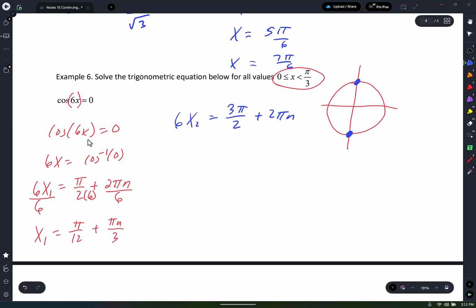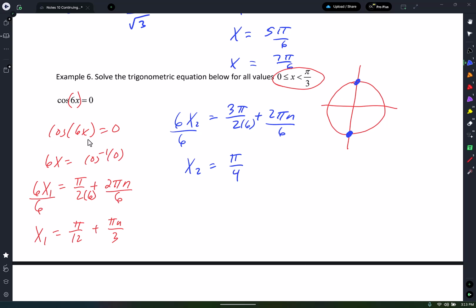Okay, now I'm going to go to the blue one. Don't worry, I'm slowing down. I'm trying to get that x2 by itself, so I'm going to divide everything by 6, divide by 6, divide by 6. Here's what I have. x2 equals, let's see, 3 pi over 12, or 3 goes into 6, 3 times, pi over 6. Wait, did I do that right? 3 pi over 12, 3 pi over 4. Yeah, pi over 4, plus pi n over 3. Okay. Are we okay so far? Does everyone know what we did?